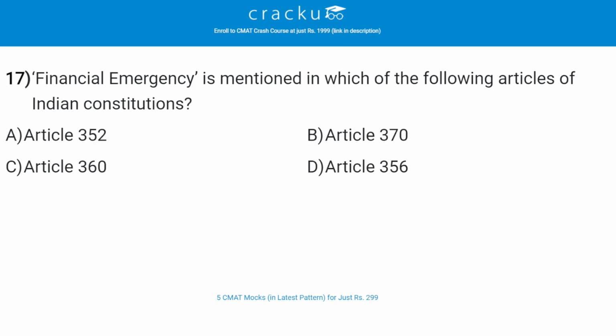Financial emergency is mentioned in which of the following articles of the Indian Constitution? The correct answer is C, Article 360. So, in Article 360, the Constitution of India empowers the President to proclaim a financial emergency on the following grounds: if the President is satisfied that a situation has arisen in which the financial stability or credibility of India is threatened or in danger, in that case the President declares a financial emergency. Let's check the next question.